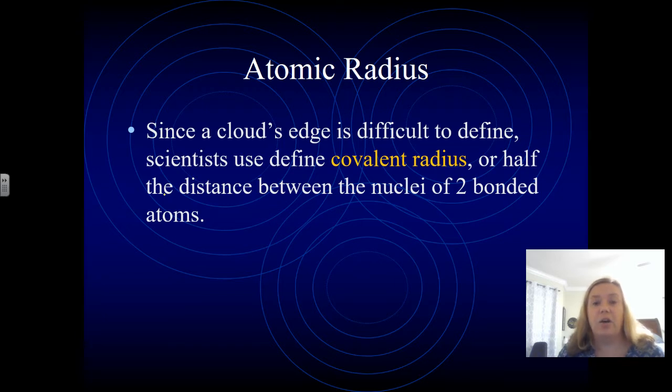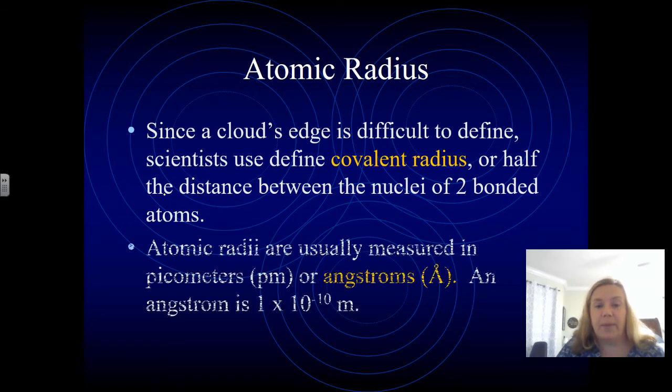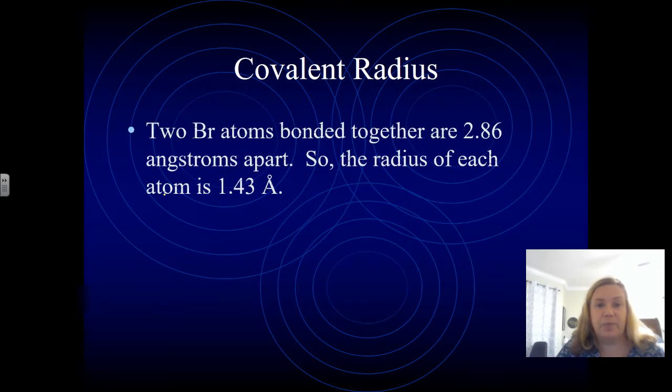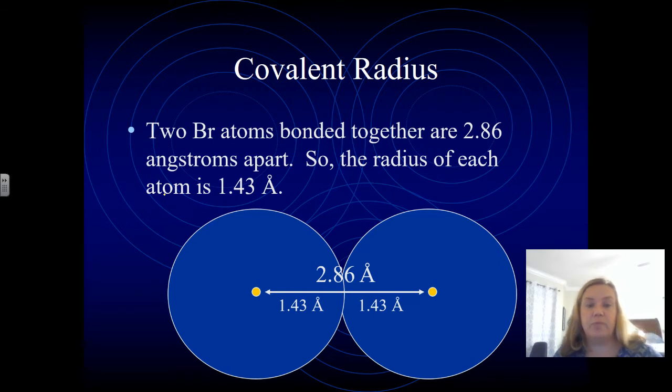So basically, covalent means that we take 2 atoms of the same element, and we're going to measure the distance in angstroms from one nucleus to the other nucleus. And then we'll just divide it by 2. So here's an example. These are bromine atoms, and they are 2.86 angstroms apart. So the radius of each atom then is 1.43. So we report the radius of bromine then as 1.43 angstroms.